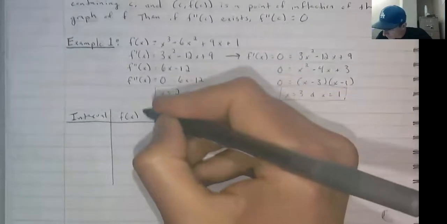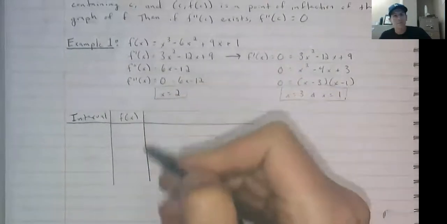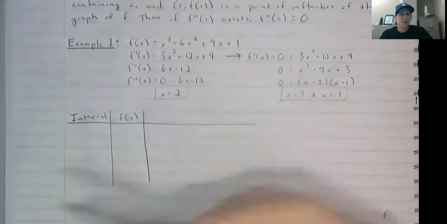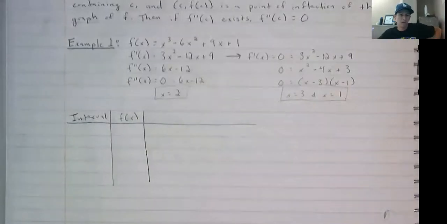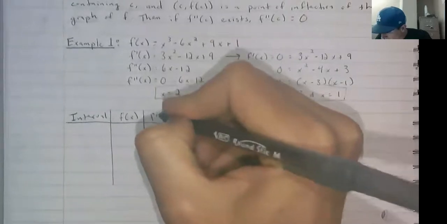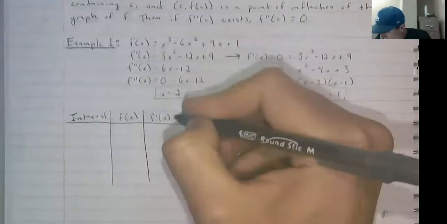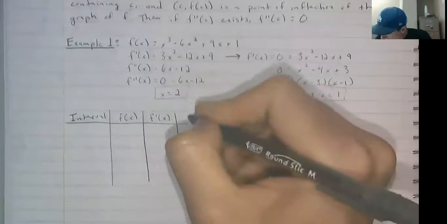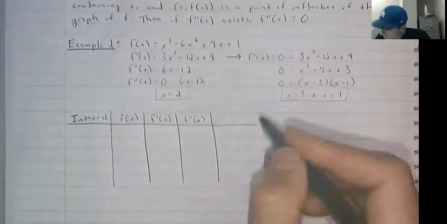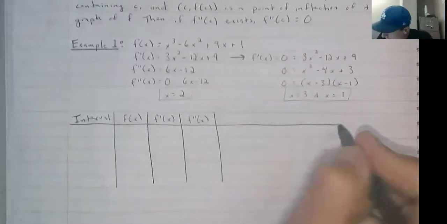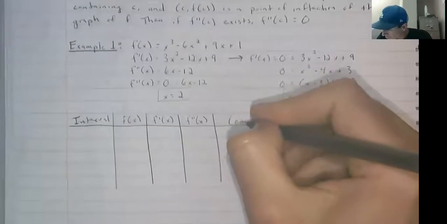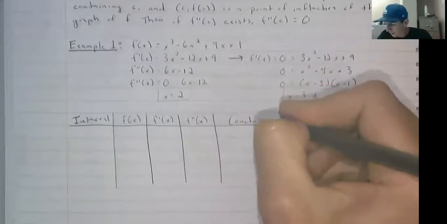So we're going to have a column for f of x and actually find some function values where appropriate, because eventually it'd be nice to build out a graph if we wanted to. And we'll have an f prime for our first derivative and an f double prime for our second derivative, and then we'll make a conclusion about what all this means together.